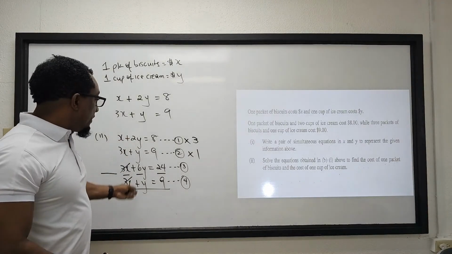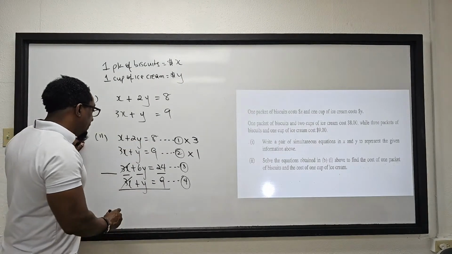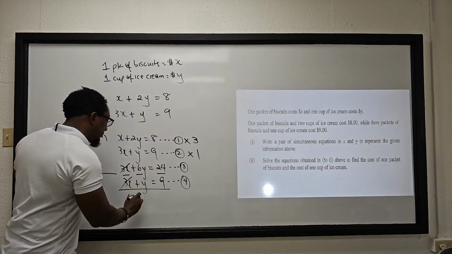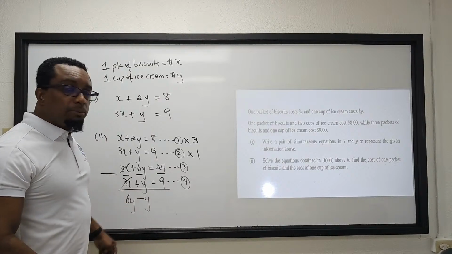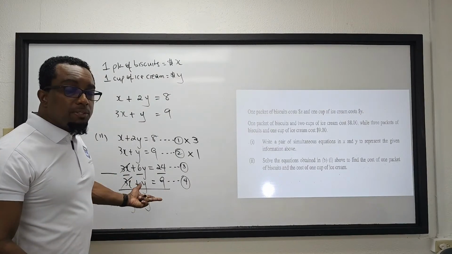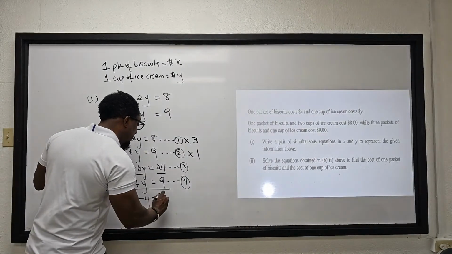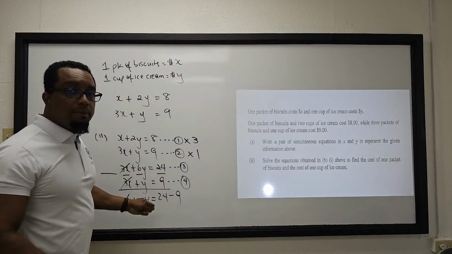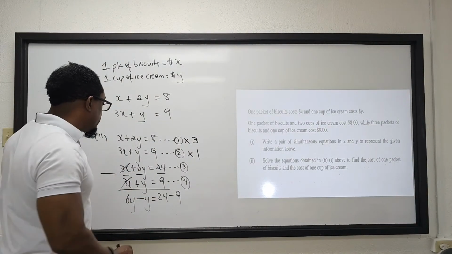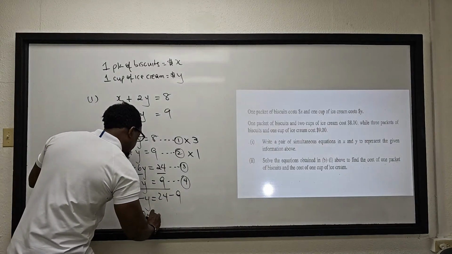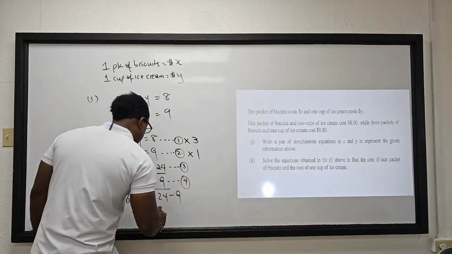What I see here vertically, I'm going to write horizontally. This will be 6y subtract y. Positive 6y with the subtraction sign, plus y is the same as y. And of course, you have 6y subtract y, it's equal to 24 subtract 9. So 6y subtract y is the same as 5y, and 24 subtract 9 will give me 15.